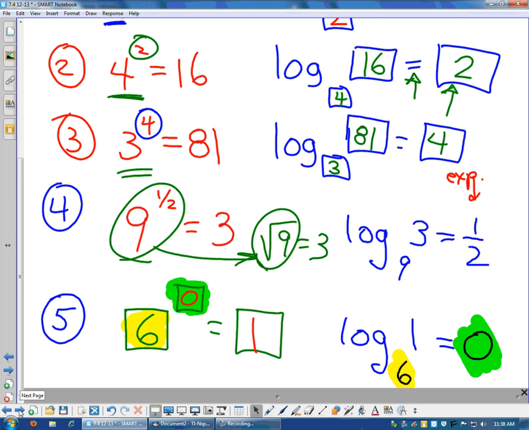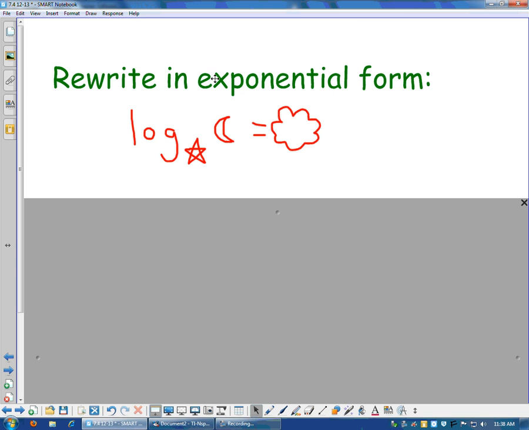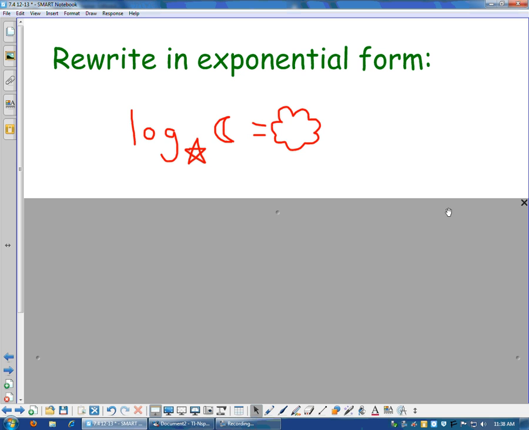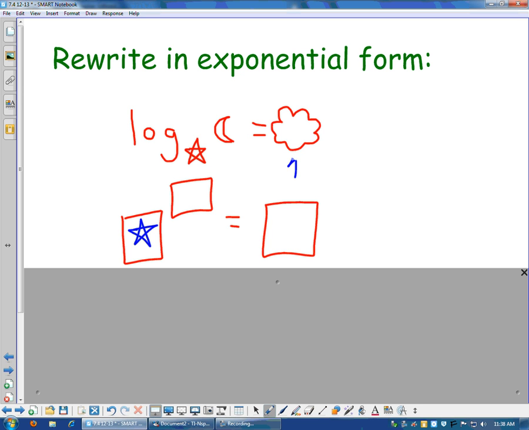All right, let's take a look at some interesting ones. Can you write this one in exponential form? Log to the base star of moon equals cloud. If we want to rewrite that one in exponential form, that means we want something raised to the something equaling something. Can you fill the boxes? Well, what's the base? We said log to the base star, so we want to get the star right there, raised to the exponent. What's our exponent? The exponent is the log, and the log here is cloud. So we need cloud here, equals what? Well, it's going to have to equal moon.